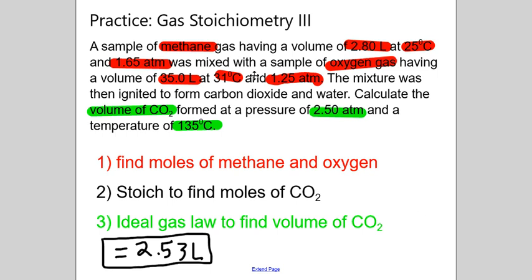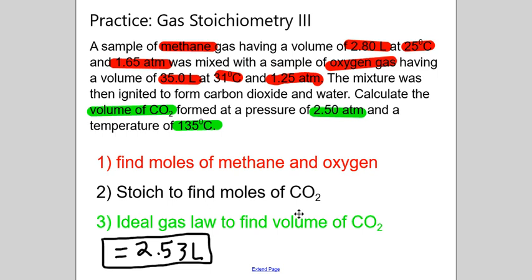So all the red text gives you information on methane and oxygen, so you can find, using ideal gas law, moles of methane and moles of oxygen. From there, stoich to find moles of carbon dioxide. So this is a combustion reaction. So methane plus oxygen to make CO2 and water.